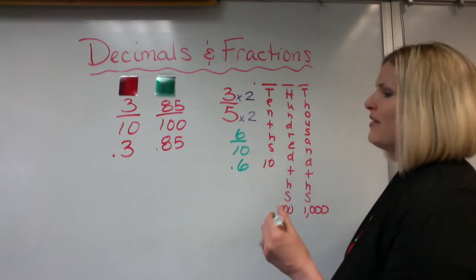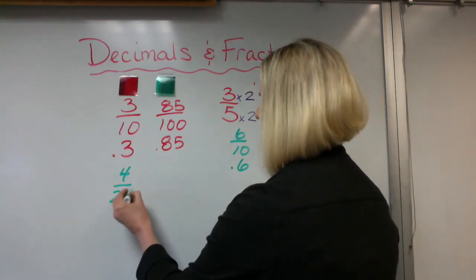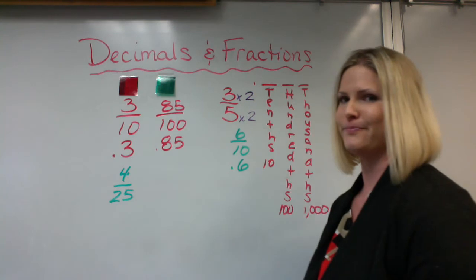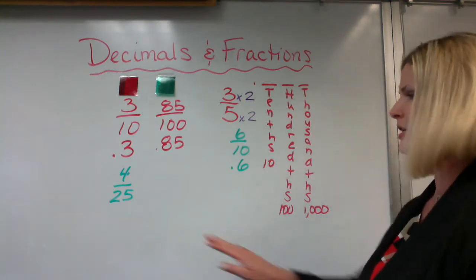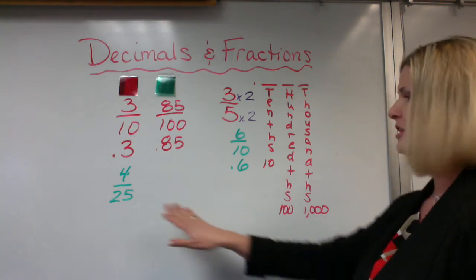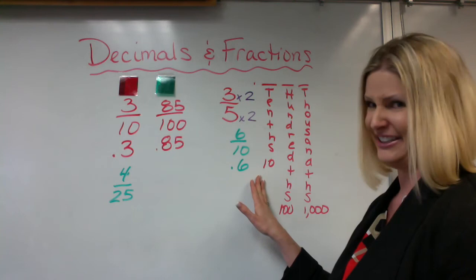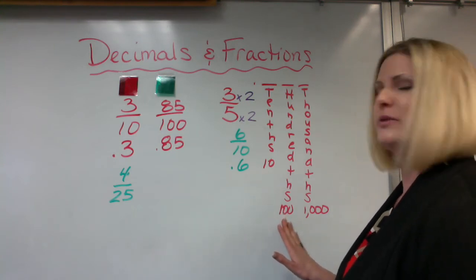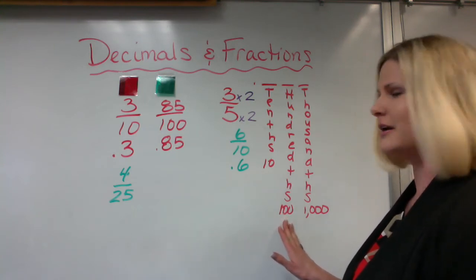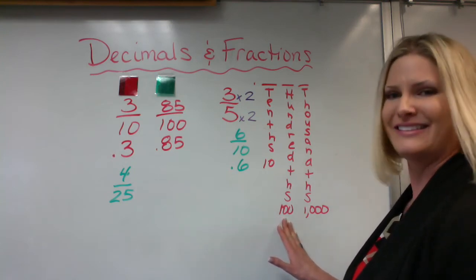All right, so what happens if we have another one? Let's try 4/25. All right, so now we've got to think, what can I do to my 25 to get 10, 100, or 1,000? Can I do anything to 25 to get 10? Can I multiply 25 by anything to get 10? No. Can I multiply 25 by something to get 100? Yes. Could I multiply 25 by something to get 1,000? Well, probably, but let's actually stick to the hundredths place.